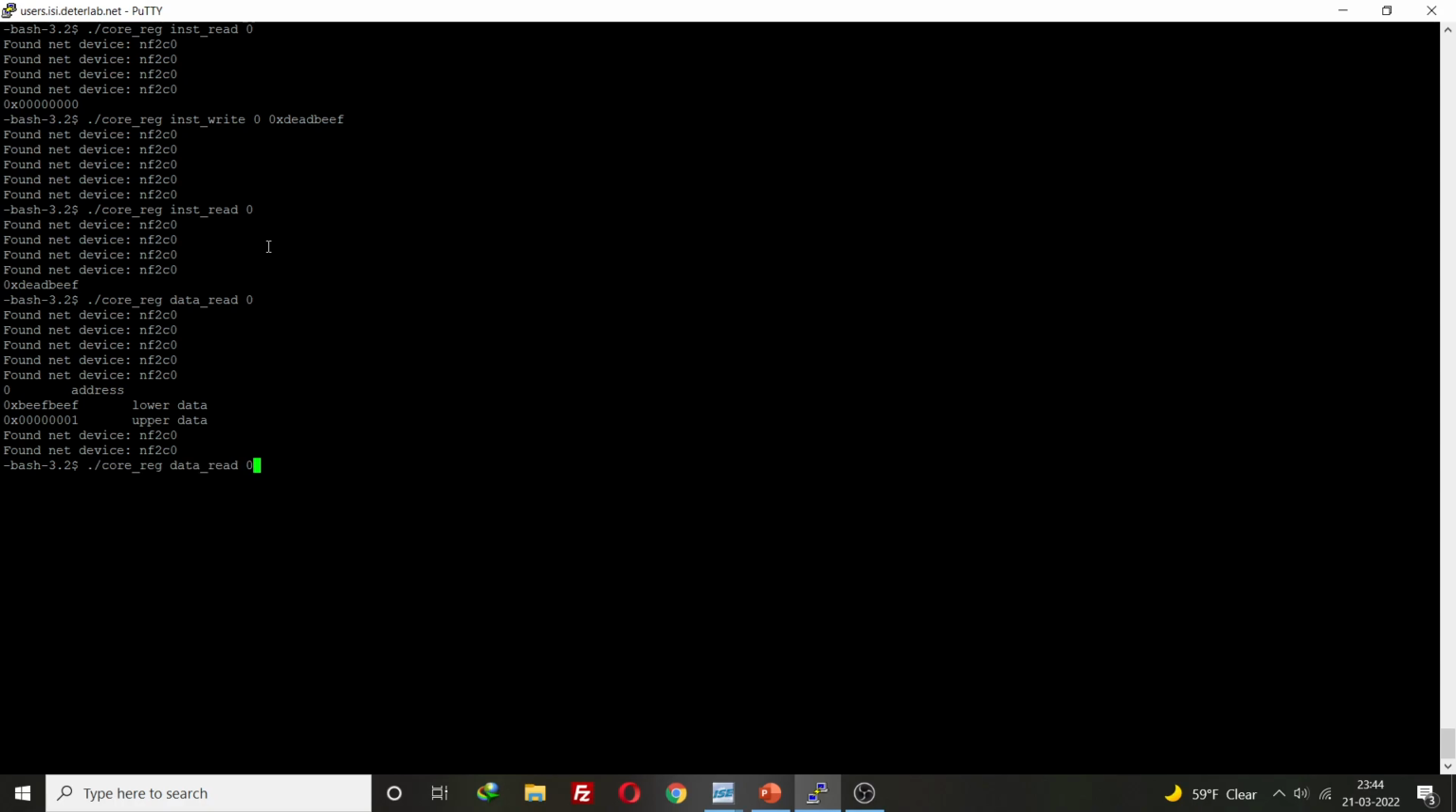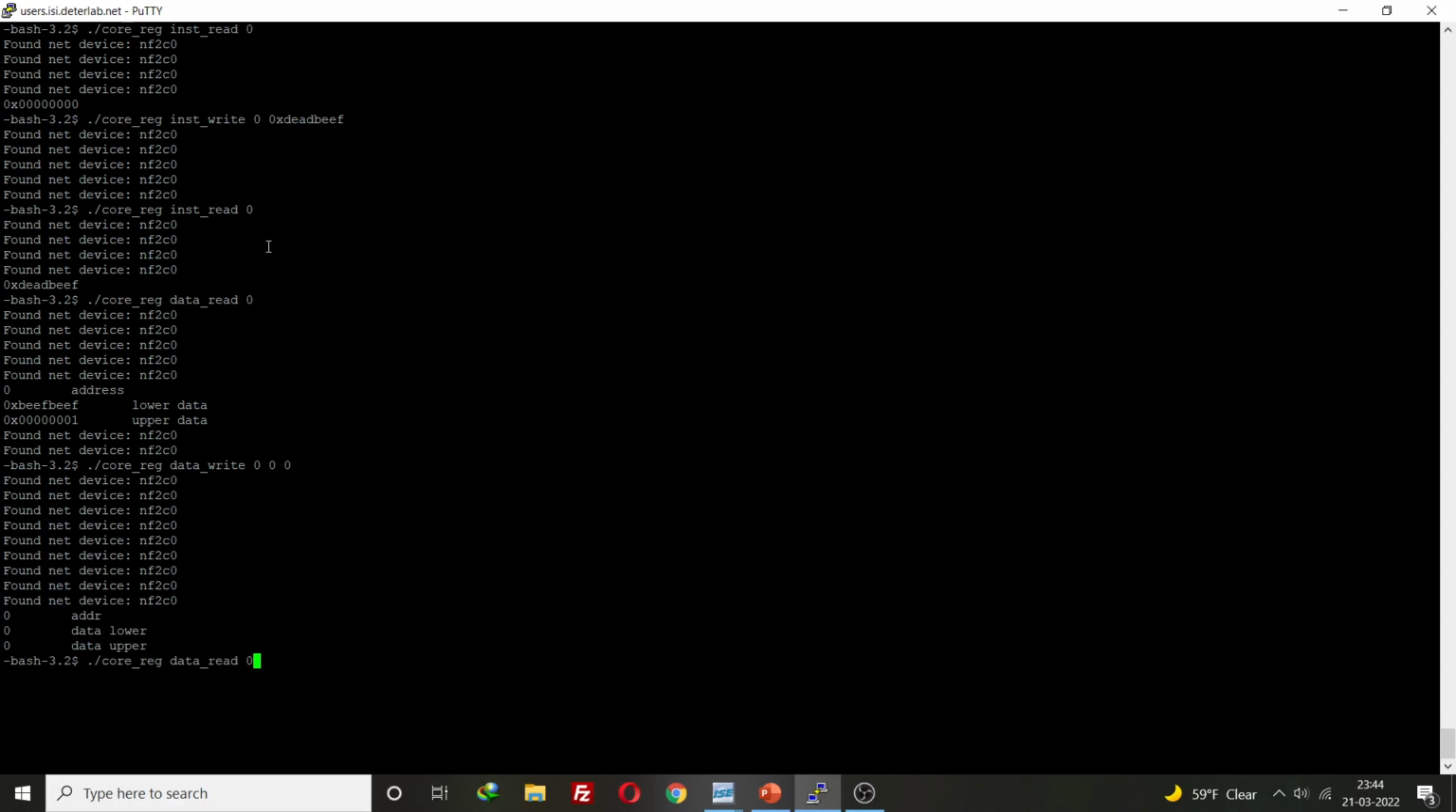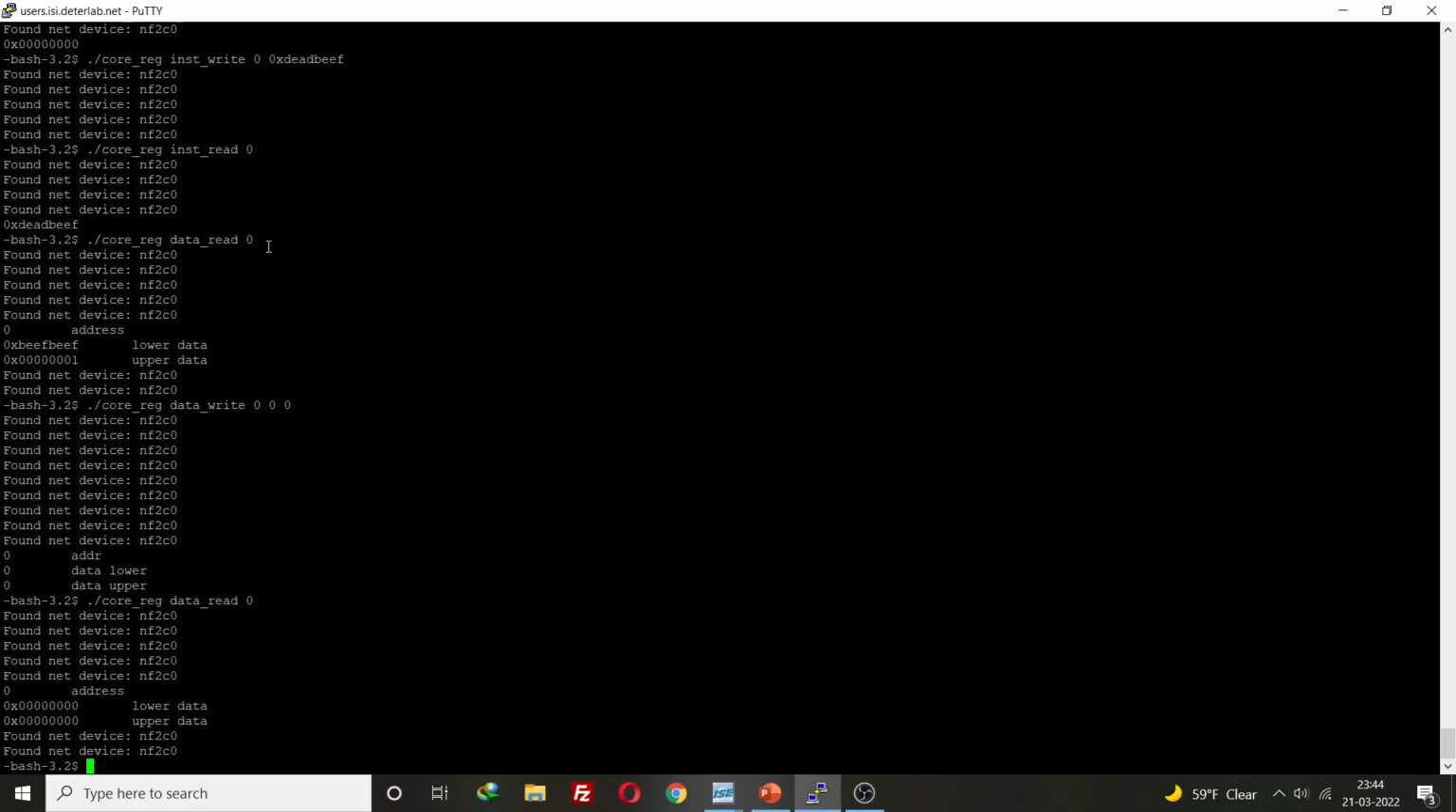So to clear this, let's write into it. The data write command has 3 inputs. First is the address, next is the upper data, and the third is the lower data. Now when we try to read from the same address again, we can see that the data is overwritten.